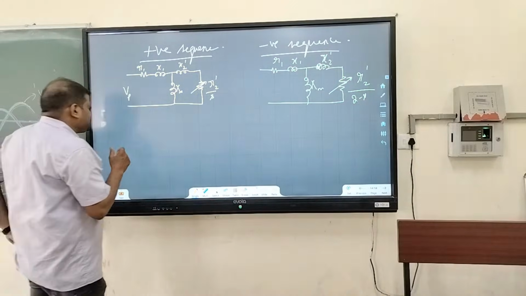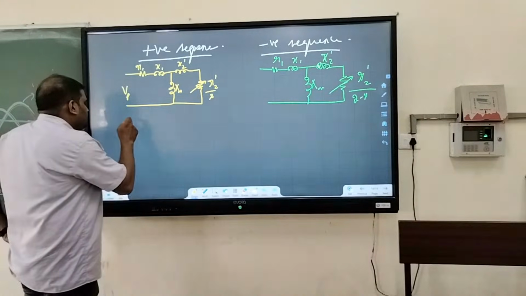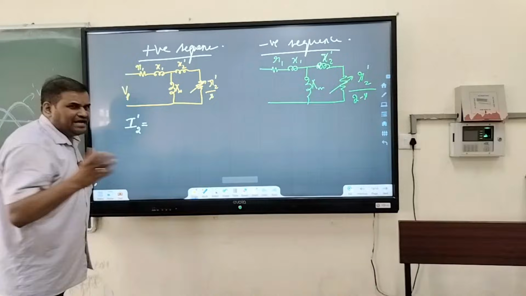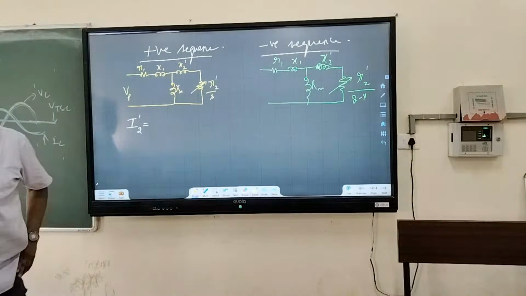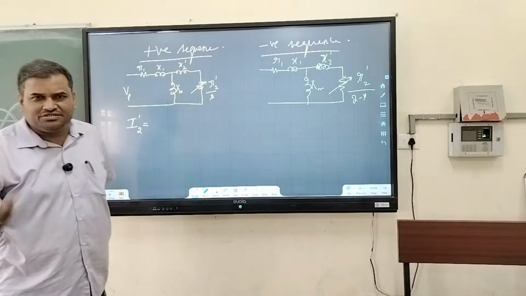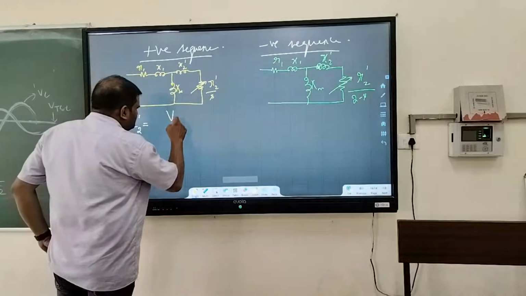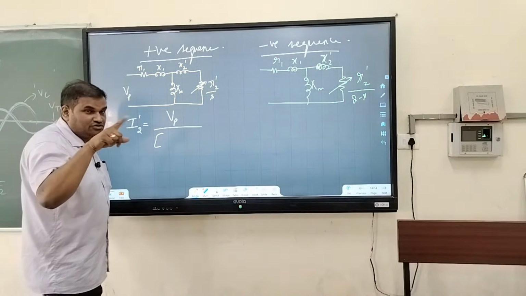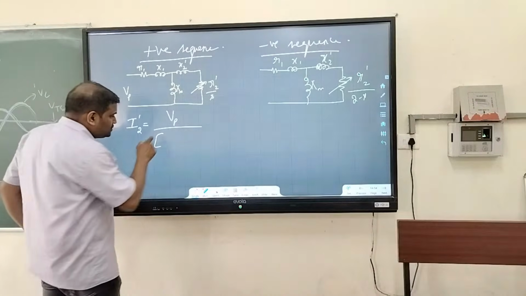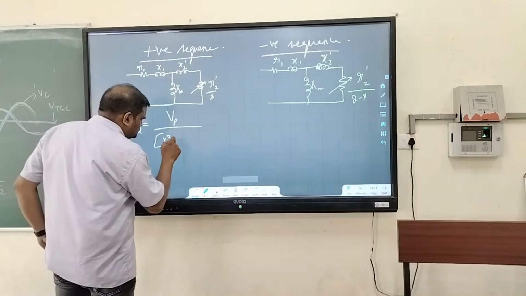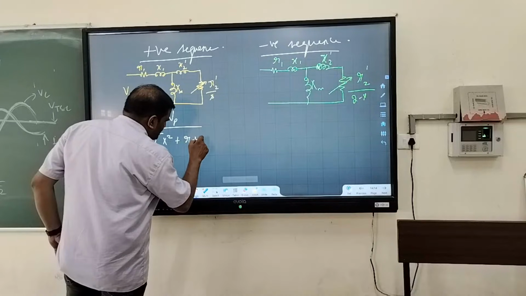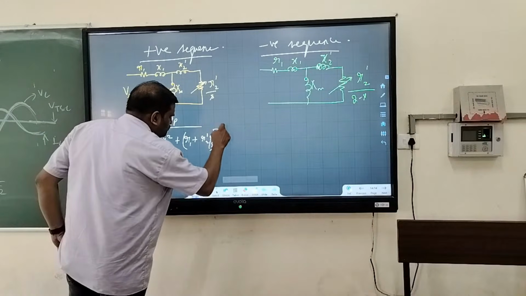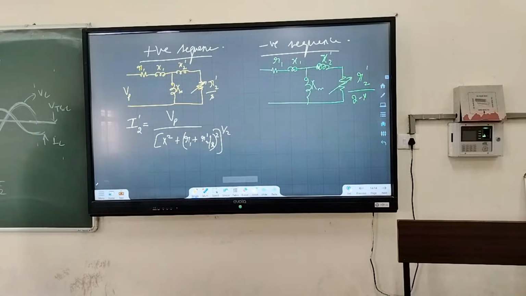Now, what is the current here? I2 dash. Usually we write I2, or you can say rotor current referred to the primary side, I2 dash. I2 dash is how much? Positive sequence voltage divided by Z, where Z is the impedance, the root over of X square plus R1 plus R2 dash by S, whole square, whole root over. Like this.